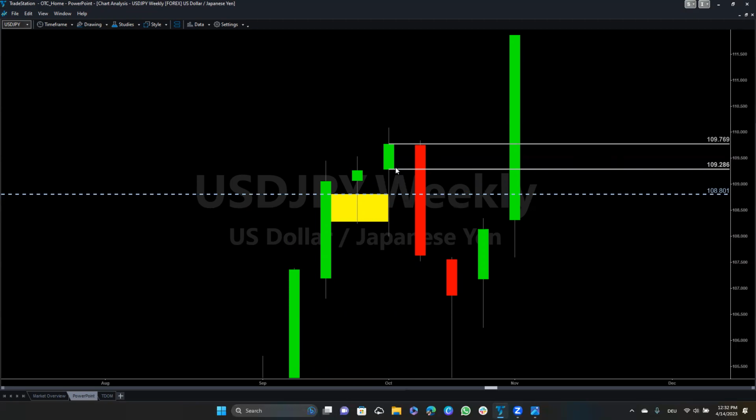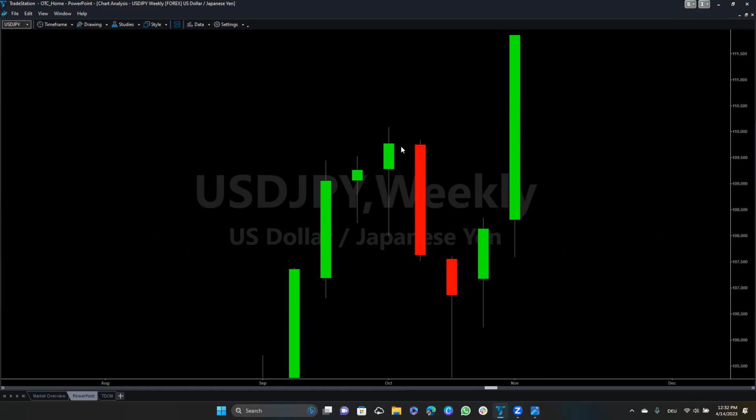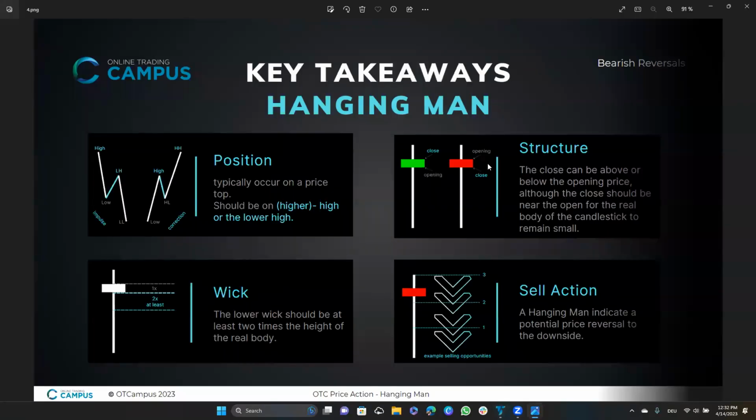Sorry, it's not so easy with TradeStation. Snap mode is on here. But yeah, I think it's also possible to see for you guys. It is definitely more than 2 times below. Perfect. That's exactly what we need.